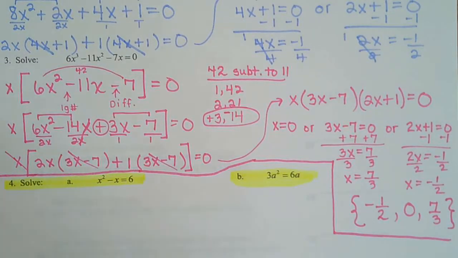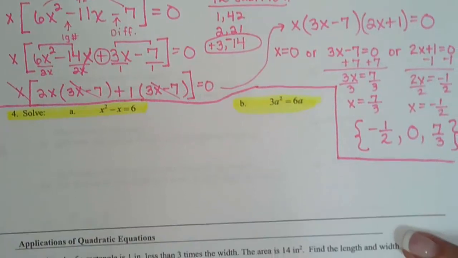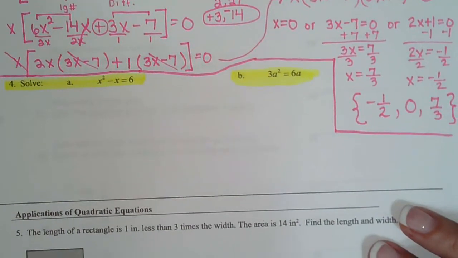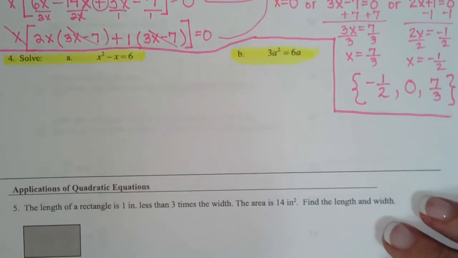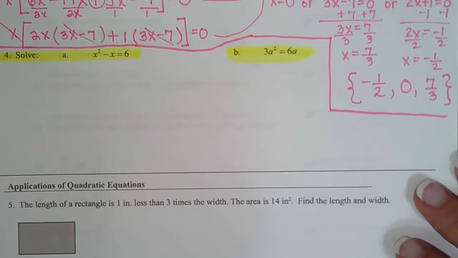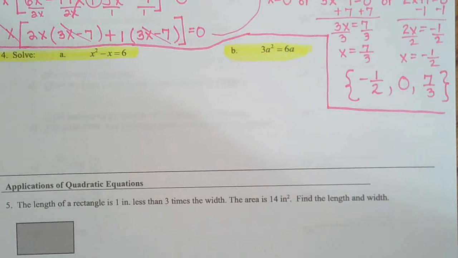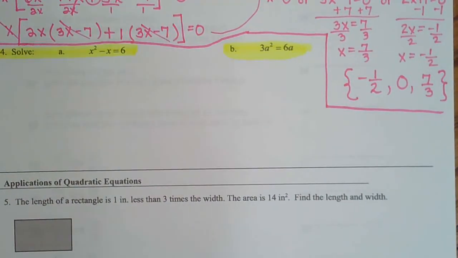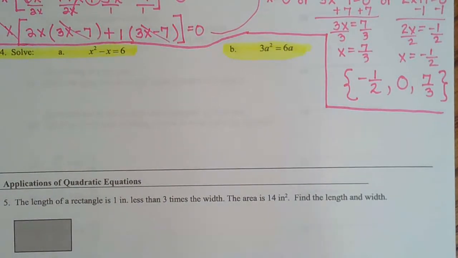Okay, the next 2 are on your test. Why don't you shut off the video and do 4? Some students struggle with B, so why don't you do 4A, then turn the video back on and check it. And then we'll do 4B together.